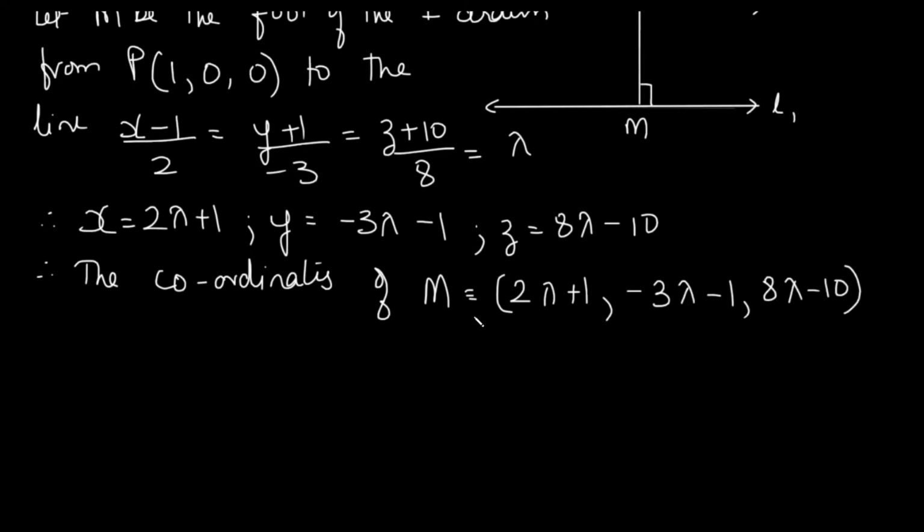So by now you must have guessed what is to be done. Yes, first we have to find the value of lambda, and once we know the value of lambda, we can know the coordinates of M.